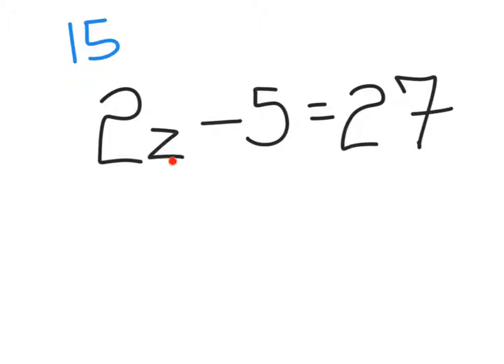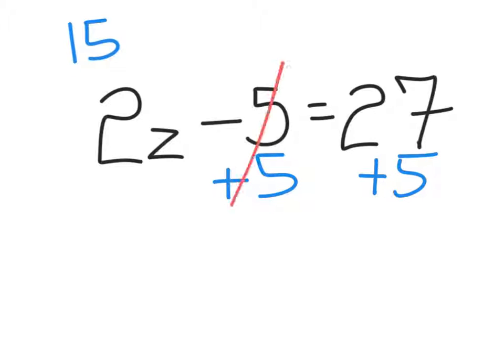So when we're looking at 2z minus 5 equals 27, we need to find out what the value of z is. What is it equal to? The first thing that we're going to do is work away from the variable, and we need to get rid of this negative 5. So we're going to apply the inverse operation. I see it's a minus 5, so what we're going to do is we're going to add 5. And if we do it to one side, we've always got to do it to the other.